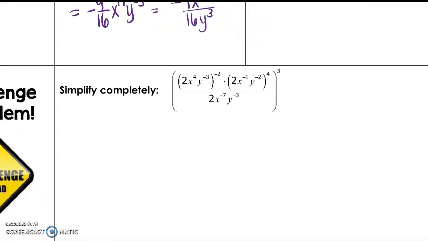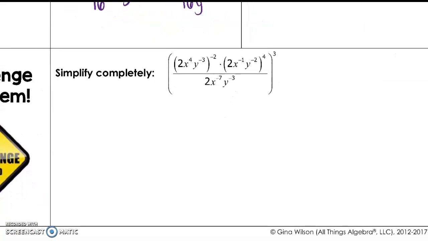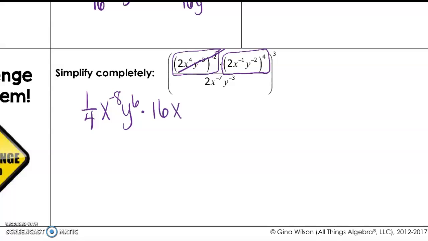And our challenge problem. You need to start on the very inside. So that's going to be right here. 2 to the negative 2 would be 1/4. X to the negative 8, y to the 6th. Times, so that set is gone. Now we're going to do this one. 2 to the 4th is 16. X to the negative 4, y to the negative 8.